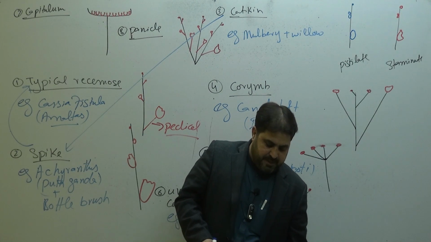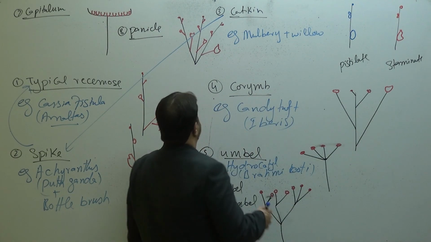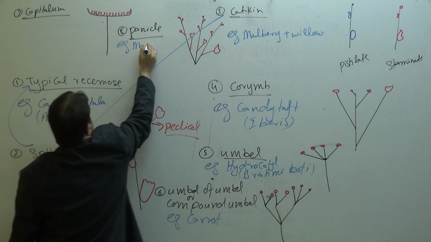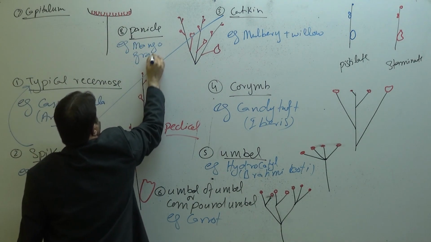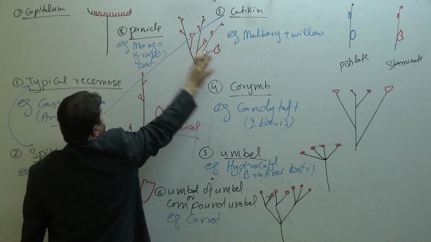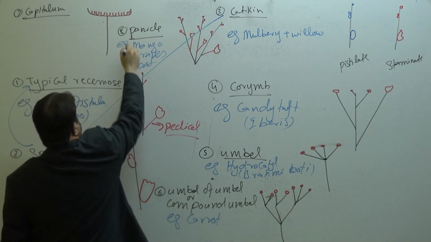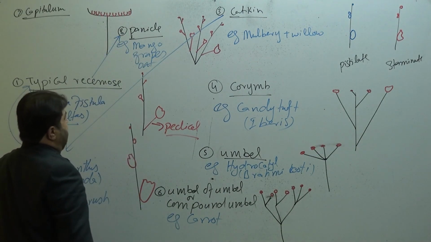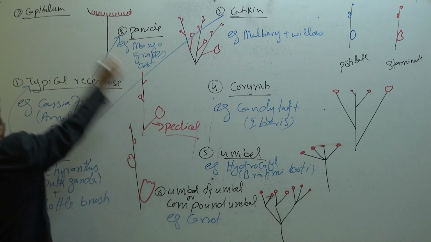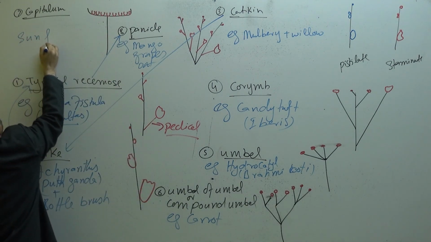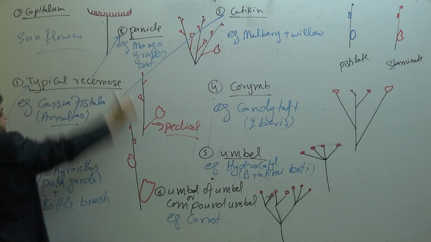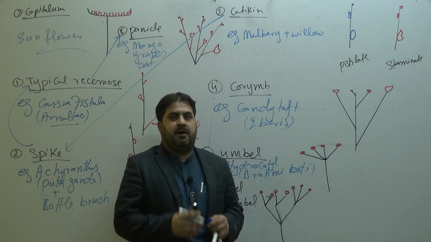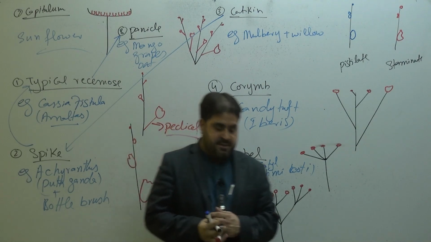Next, after the panicles, the examples are mango, grapes and oat. They are actually a group of typical racemose. When it exists in a group form, that's called a panicle. The last one, the capitulum, has the example of sunflower. In the sunflower, all the flowers are in the same row, without pedicels and sessile, but they exist in group form.